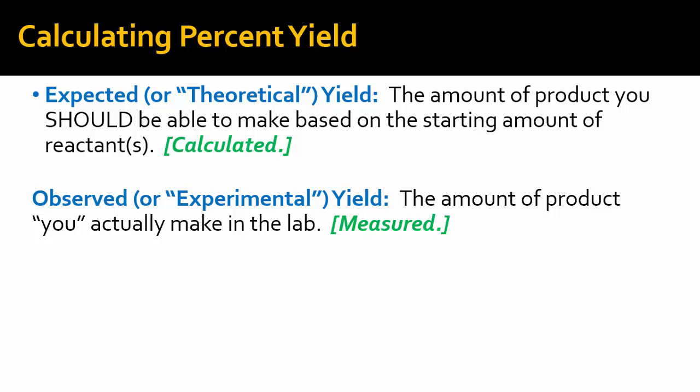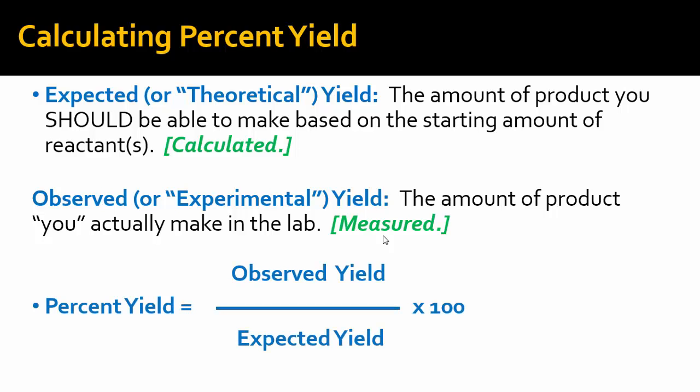And again, the difference here is that the first is a calculated value, and the second is a measured value. And then what we do is compare these two with the hope that they're the same. If they're the same, then probably everything went really well and you didn't lose track or spill or have anything that got lost during your lab, and you don't have anything extra, which can sometimes happen too.